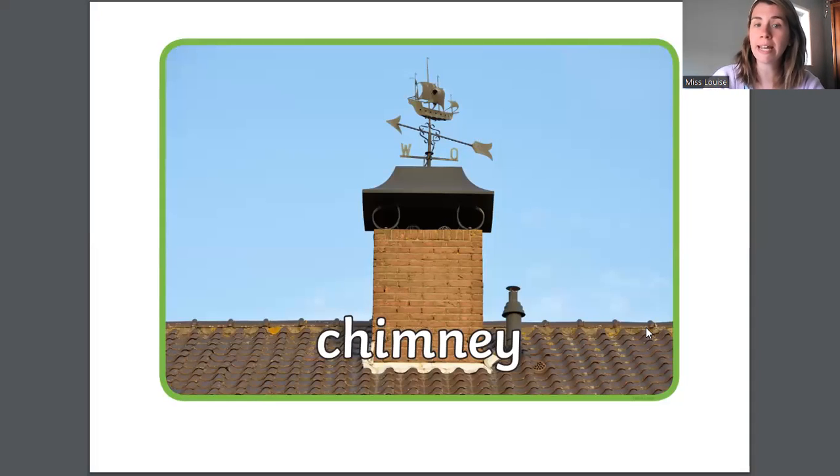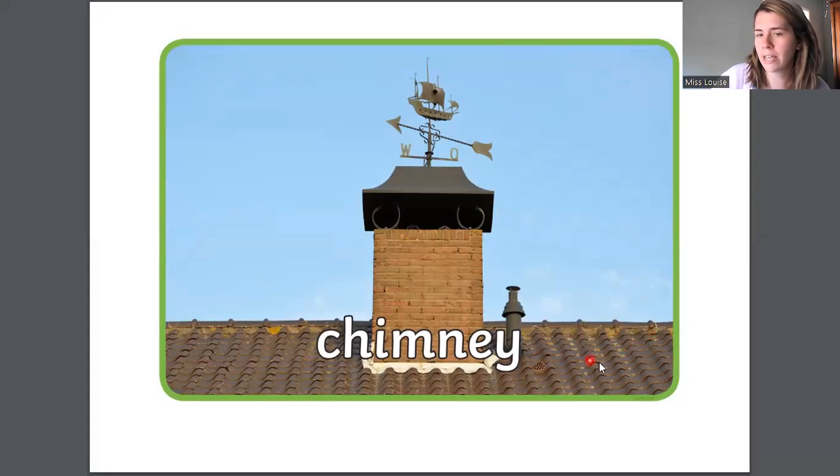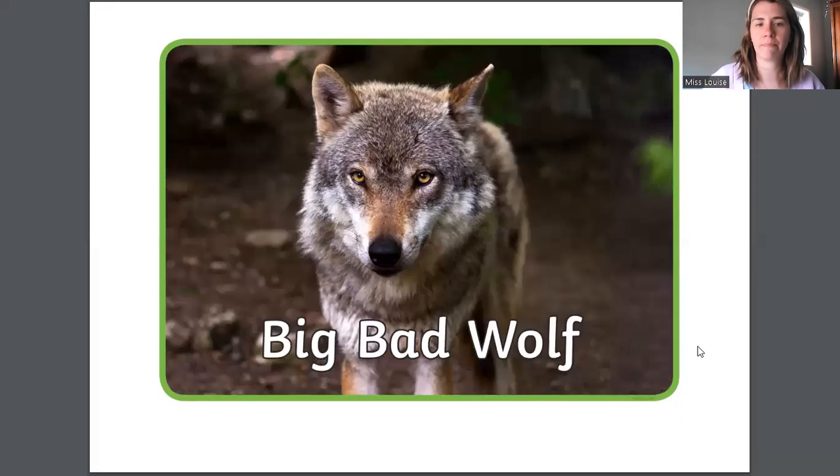Oh, a chimney. Lots of children might get chimney and roof mixed up, so this is a really great picture to explain. So this is the chimney. Okay. This part here is the roof. I see. So you can explain the differences. And again, you've got the words there so that they can read along with you if they can.